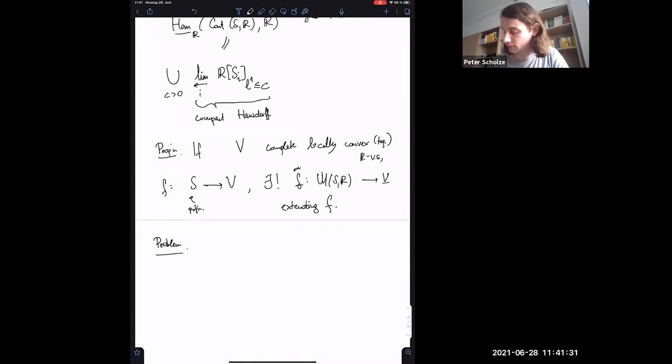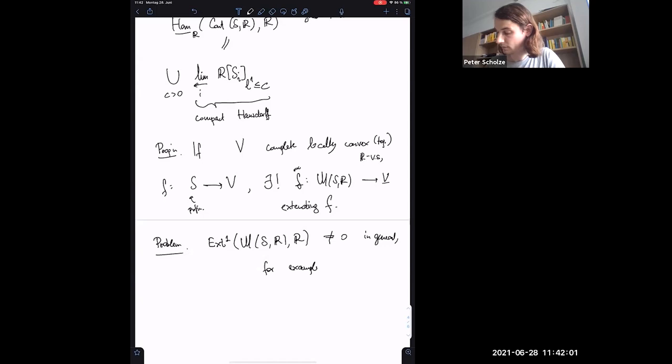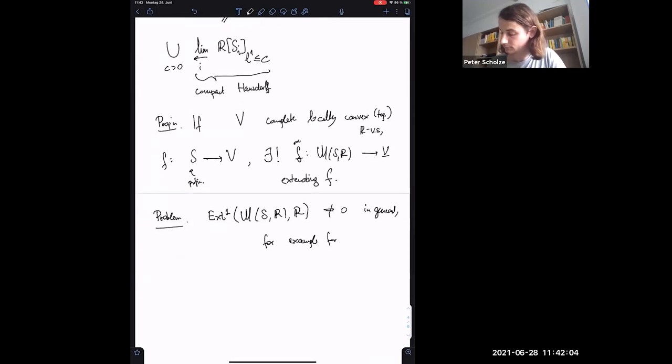And the problem is that the Ext^1 of such a space of measures against R can be non-zero. So for example, for S being the one-point compactification of the integers.